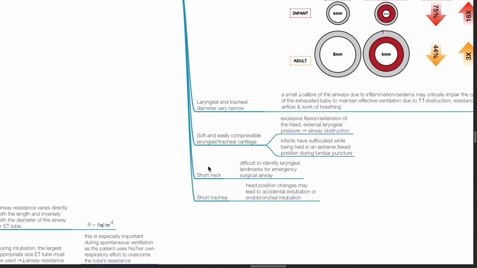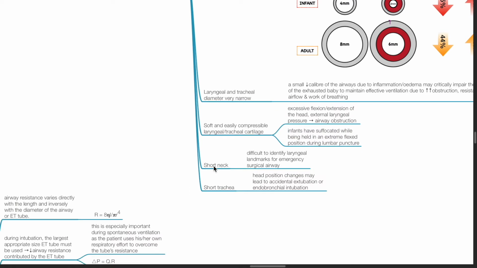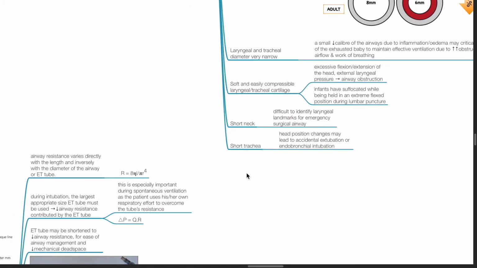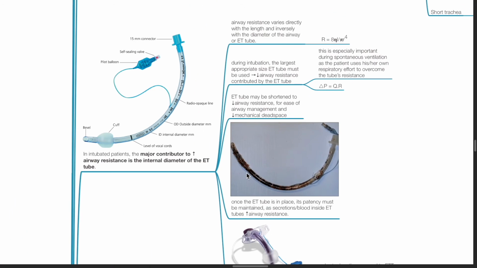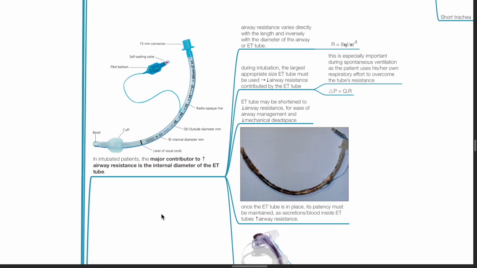They have a short neck, and this makes it difficult to identify laryngeal landmarks for emergency surgical airway. They have a short trachea, and head position changes may lead to accidental extubation or endobronchial intubation. In intubated patients, the major contributor to increased airway resistance is the internal diameter of the endotracheal tube.